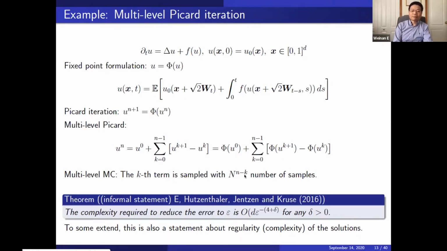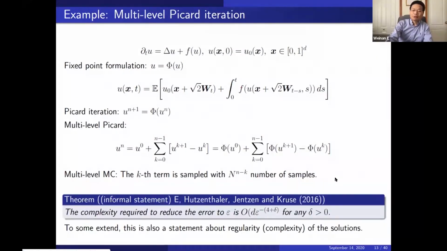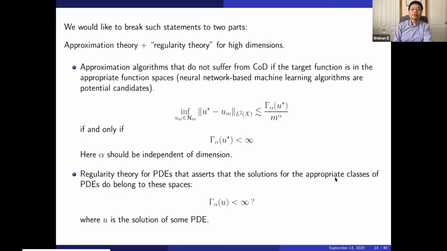This is an algorithm developed by this group of people. And we also succeeded to show that the complexity required in order to reduce error to epsilon scales like d, so linear in d, and epsilon to the -4. This is a statement about the complexity of the algorithm, but I want to say that this is also a statement about the complexity of the solution. But ideally, we want to answer this question not just in one shot, like here, to tell you the complexity right away. We want to address this question in two parts.